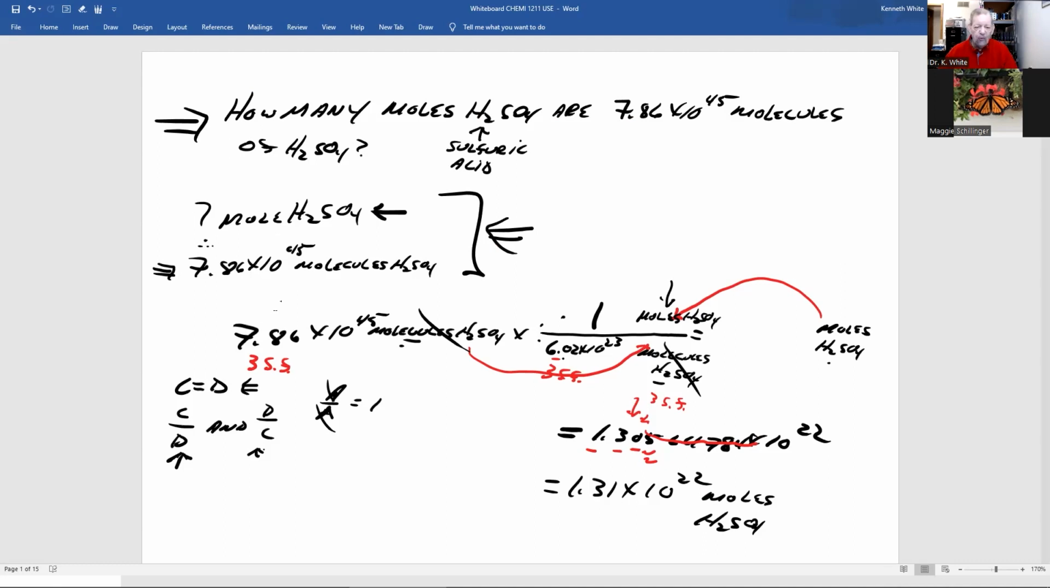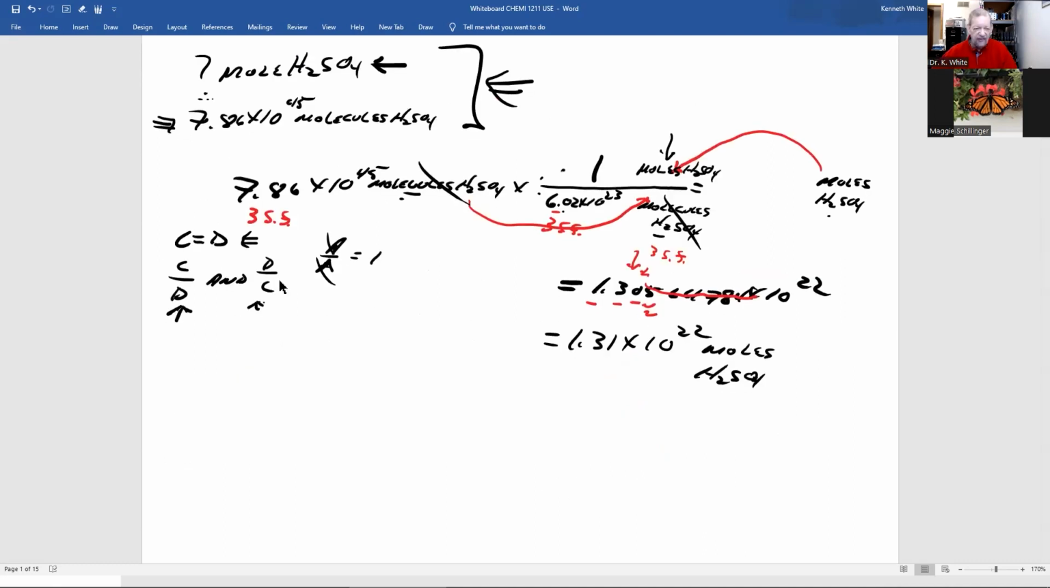And then what do you have to start with? This number. What units are you trying to get to? That. If you had a ratio that you could convert molecules of sulfuric acid to moles of sulfuric acid, use your good buddy, your good friend, unit analysis. Whatever you're trying to get to goes on top. Whatever you're trying to get rid of goes underneath.